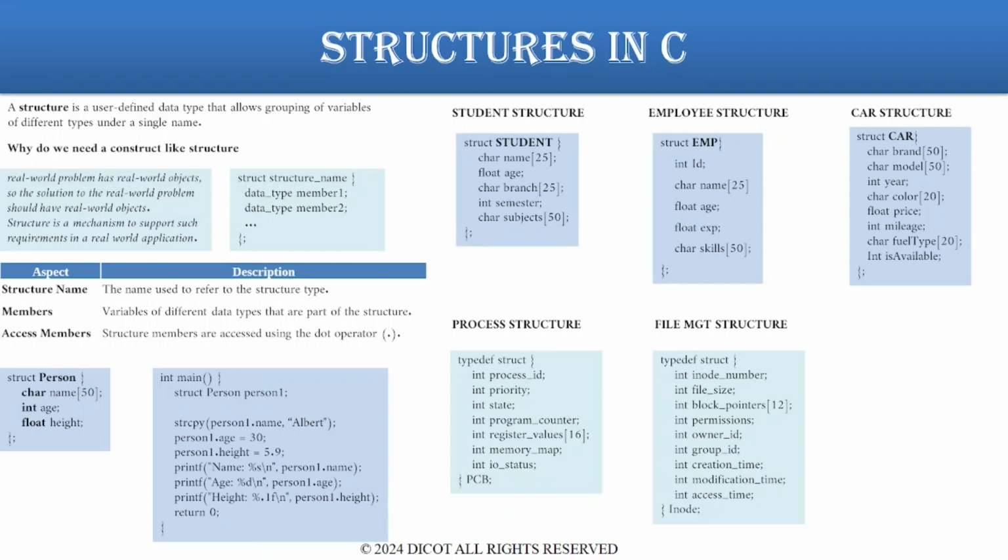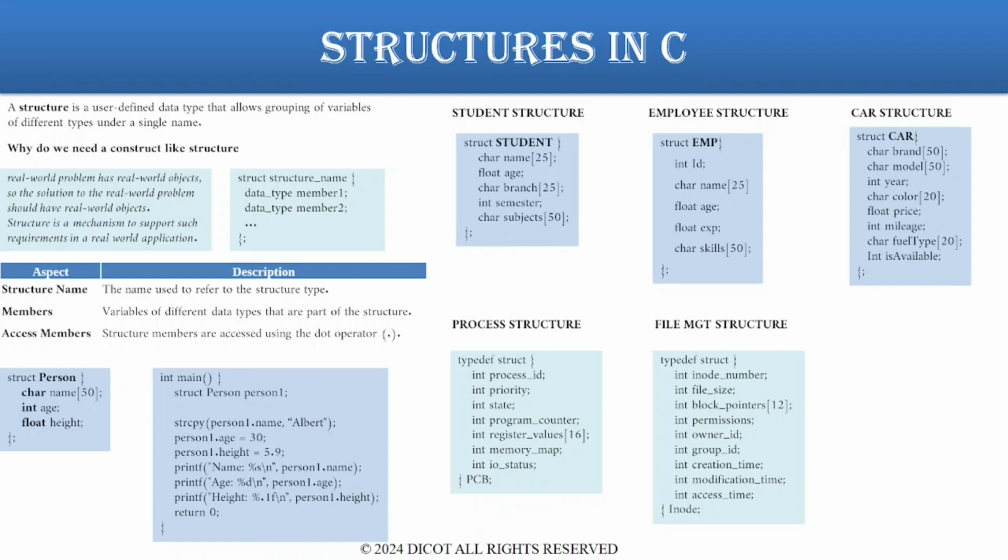The inode structure has the following members: inode, a unique ID for the file within the file system. This is an integer. File size, the size of the file in bytes, once again an integer. Block pointers, pointers to the data blocks where the file contents are stored, an integer. Permissions, access control information such as read, write, execute, etc., an integer.